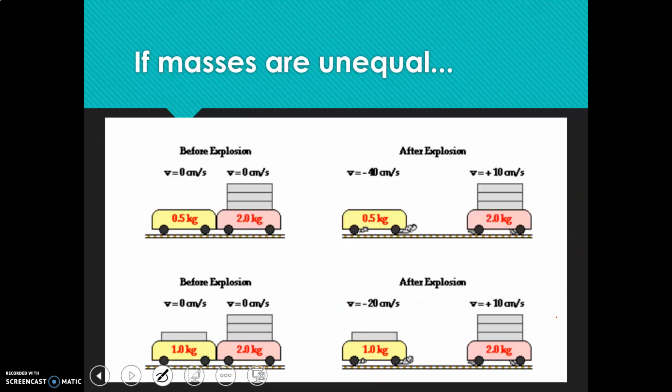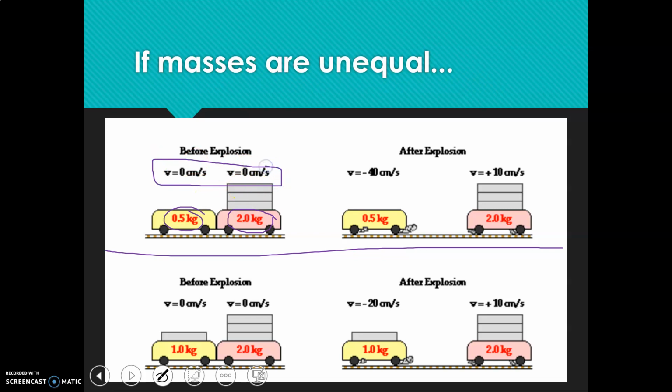Here are some more examples just to give you some more visuals. So here in this top example, we have a yellow cart, 0.5 kilograms. Now this red cart suddenly got more weight, and now it's 2 kilograms. And before the explosion, of course, they are both at rest, 0 centimeters per second. All right, then after the explosion, everything changes, right? Except for the mass. The mass is still 0.5 and 2. However, the 0.5, again, moves at negative 40 centimeters per second. But the 2 kilogram cart only moves at positive 10 centimeters per second.